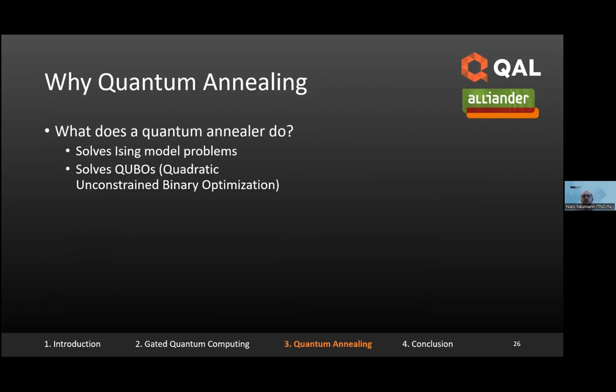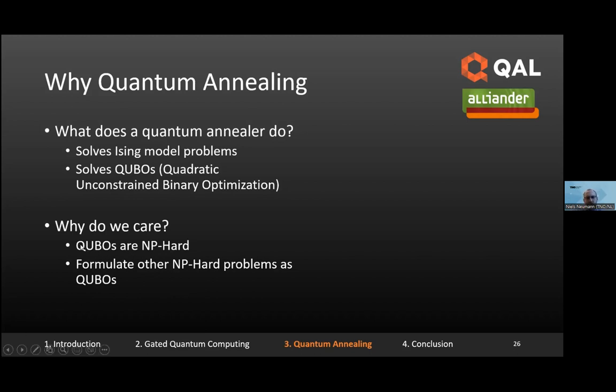And quantum annealers can solve Ising problems. They can solve QUBOs. These two are mathematically equivalent, and these are mathematical formulations of problems. And interestingly, we can write many, many problems as a QUBO formulation. So in theory, quantum annealers can solve many, many problems.